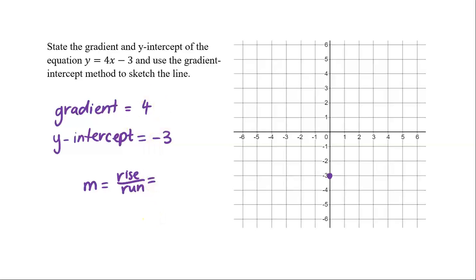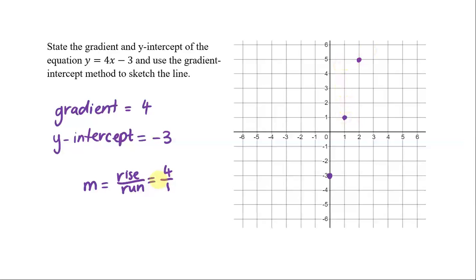Right now it's a whole number, 4. So to write that as a fraction, we write it 4 over 1. What that tells us is we rise up 4 and we run to the right 1. So we go up 1, 2, 3, 4 and across 1. Draw another point. We can do a third point if we like, up 1, 2, 3, 4, rise, and run across 1 to draw a third point.